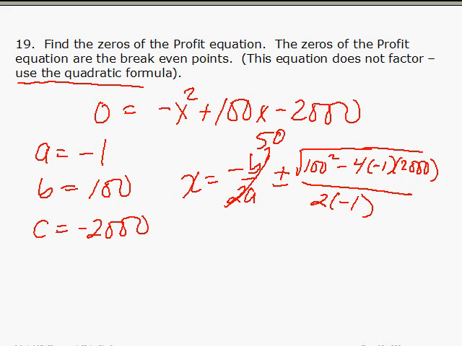You've got to square the 100, but now look, this is negative, this is negative. That means this last term, which is going to be 8,000, gets added in. See the two negative signs here? These are all multiplications. And then you take the square root, divide by 2, and there you get your answer. You'll have two answers. And that will give you the zeros of the profit equation.